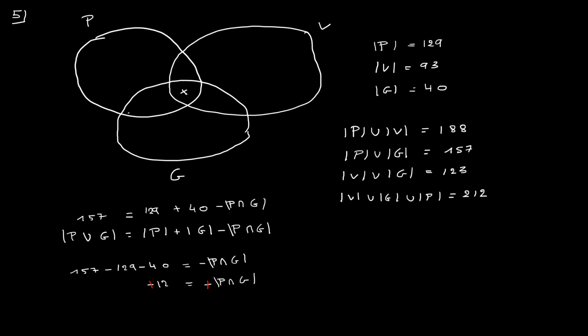Okay, so that means that this entire elliptical shape is going to have 12 students in it. But of course we don't know this x, but that doesn't mean we can't write it. We can say that this is 12 minus x, right? Okay, so that means we can also say something more about P. We can say, well, P is 129 minus this part here, over here.